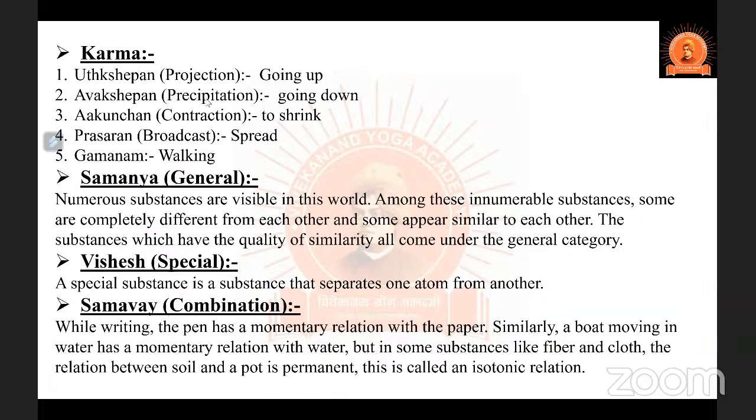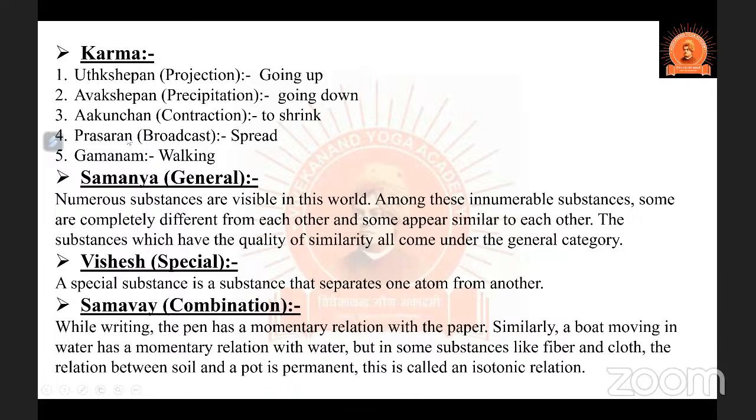These are the different aspects that come under karma. Under karma, these are the different qualities, the different characteristics that are present in that particular substance: utkshepan, avakshepan, akunchan, prasaran, gamanan. These are some Sanskrit terms, and if you can remember them in this way, it is okay.